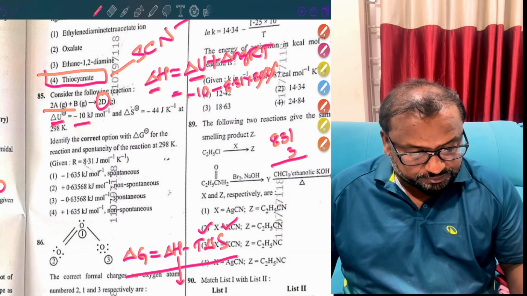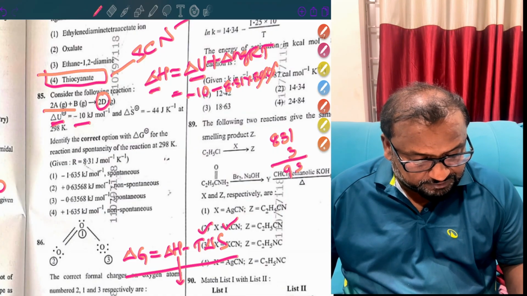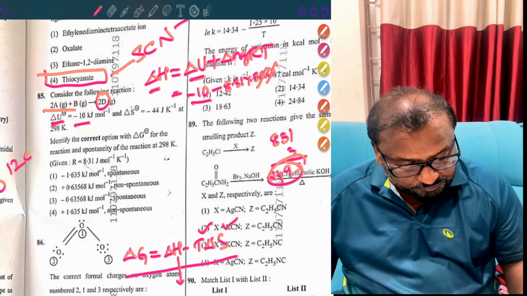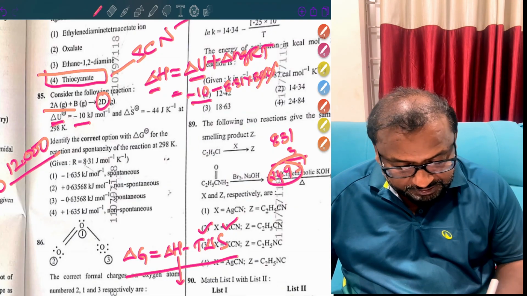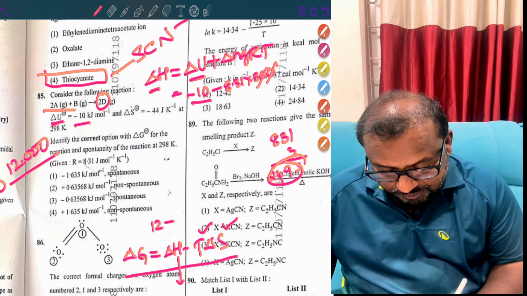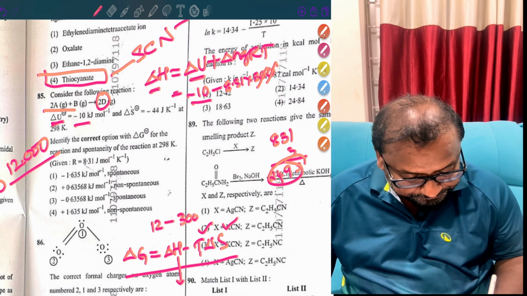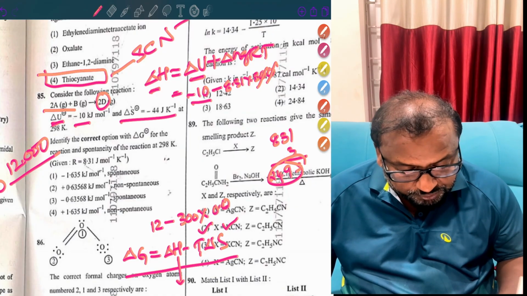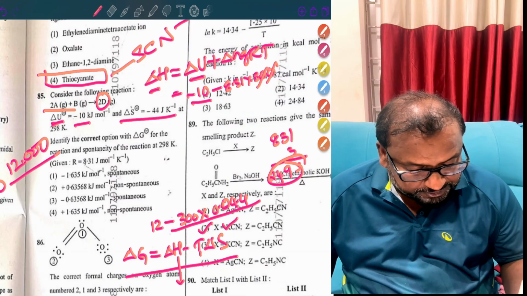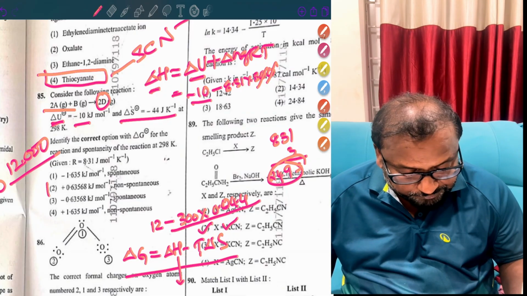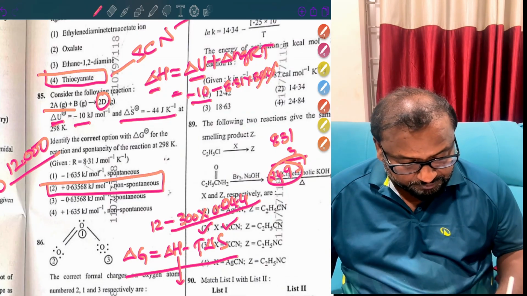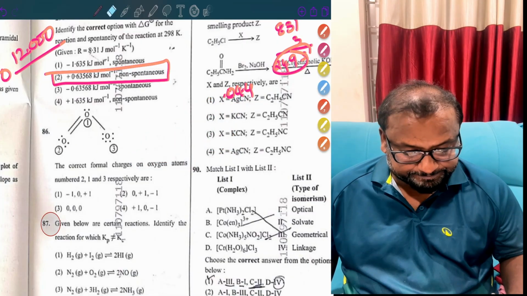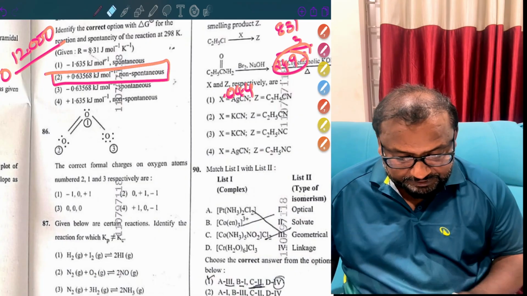If we take 300, the zeros get cancelled, so 831 multiplied by 3, 2493. So this is 10,024, what does it come to? 12,000 something. So delta H is 12, minus temperature is 300 into delta S, which is also given. How much is it? 0.0448. On solving this, minus of minus becomes plus. So the second option is the right answer. And on solving this you will get that answer.